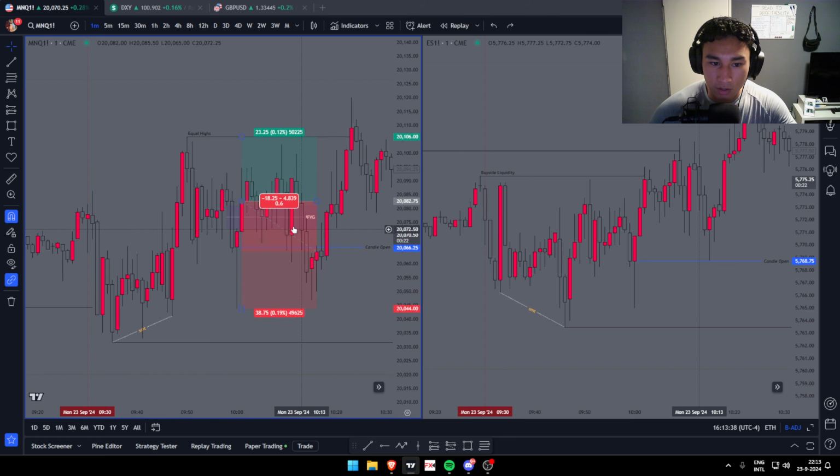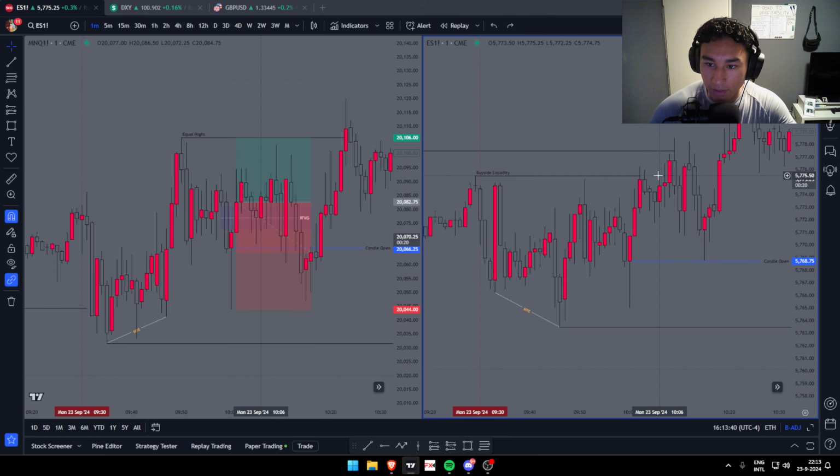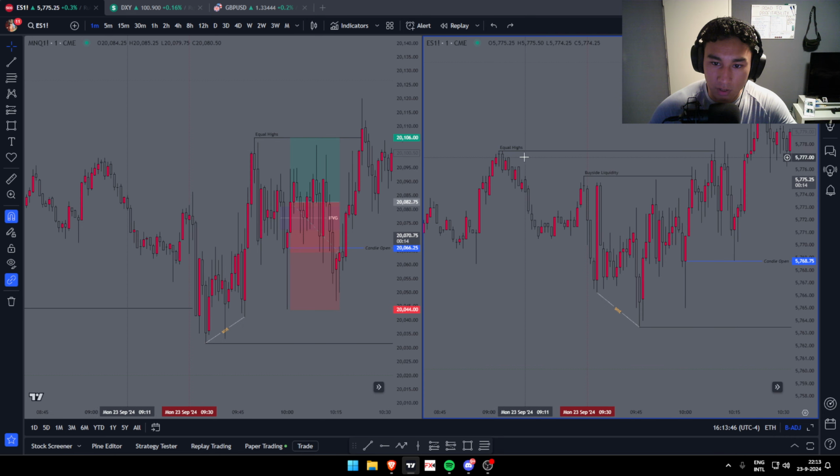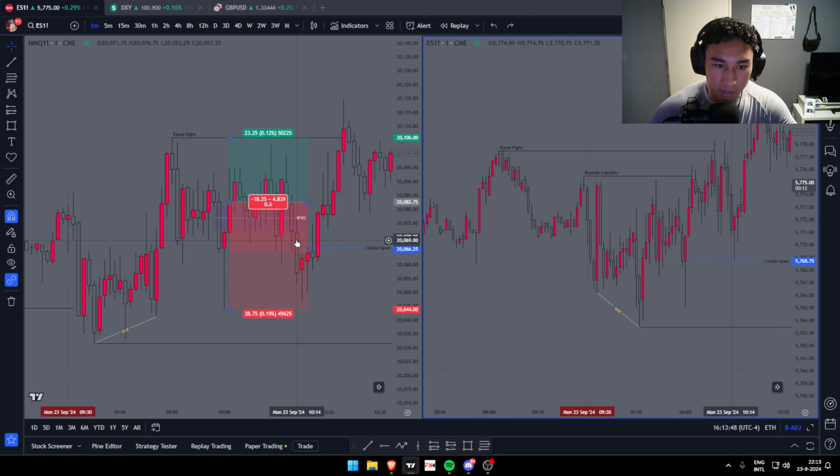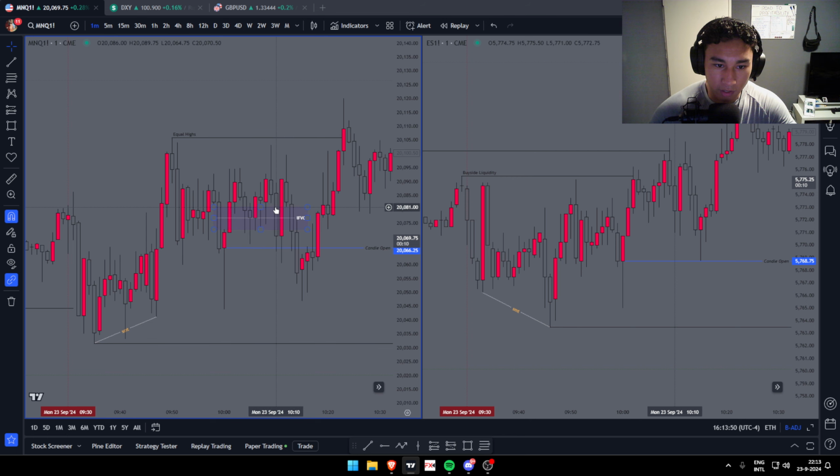So as you can see, we chopped around here, and then at 10:09, so I was 9 minutes into the trade. That was at this candle. We took out this high, and from there I put my stop break even. Got stopped out at break even on this candle.